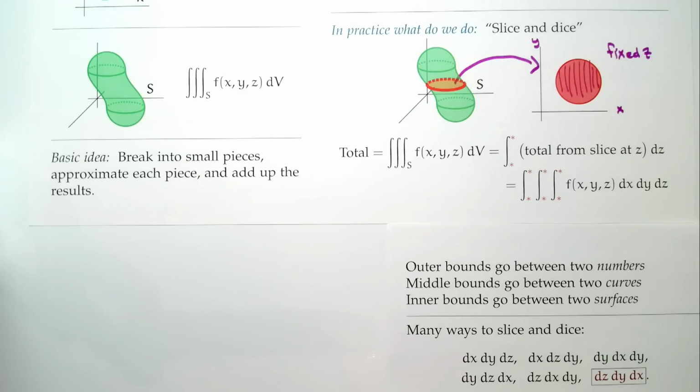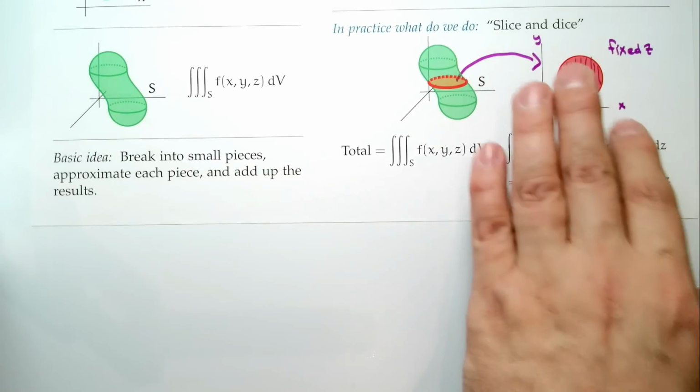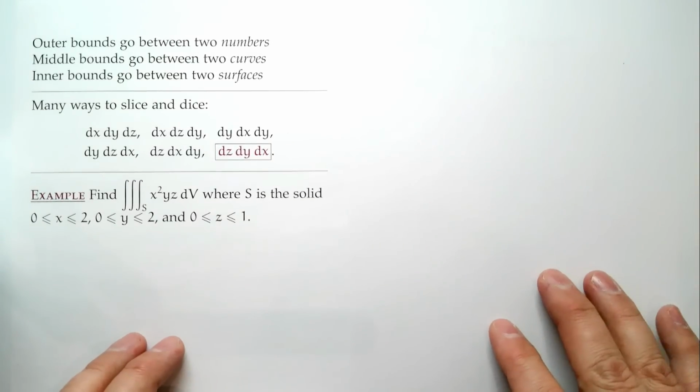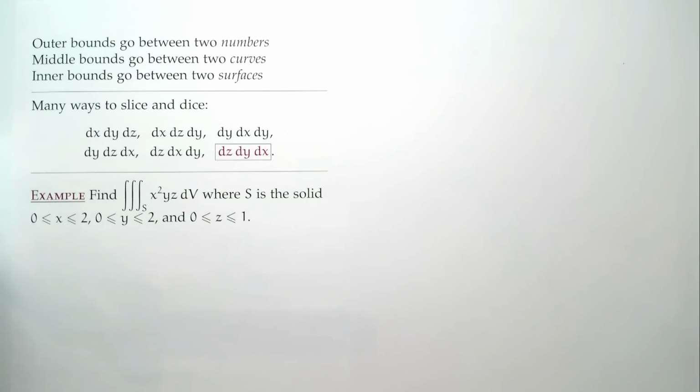Oftentimes we will sort of nudge you one way or another. But if it's not giving you any other information and just says find it, I would strongly encourage you to start with this order, dz dy dx, because again, it is the way that you have most often worked with things. Okay. All right. So now, examples, and I am predicting we will probably spill over into our next lecture because there are so many wonderful examples. Let's start with something very easy.